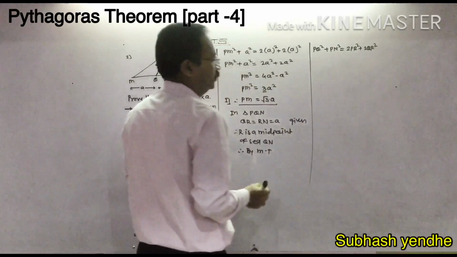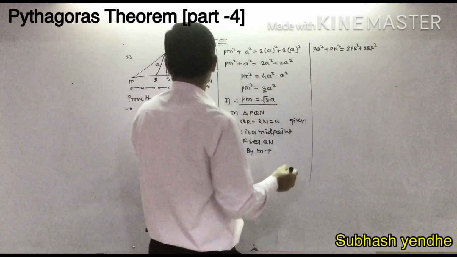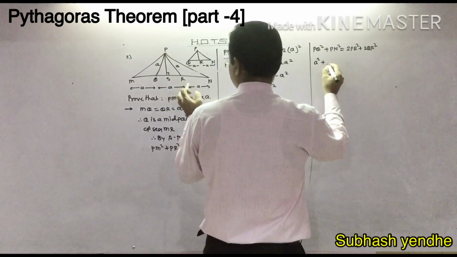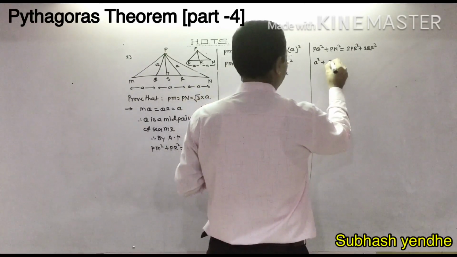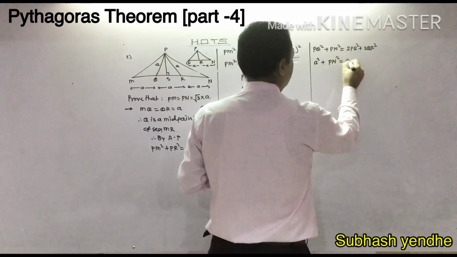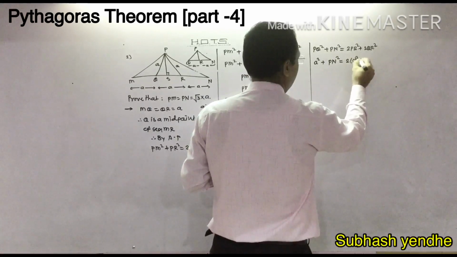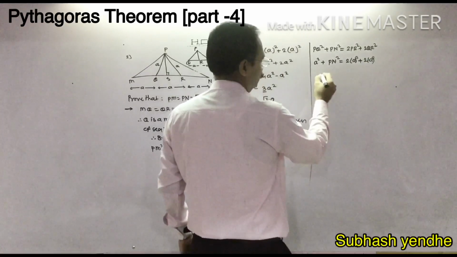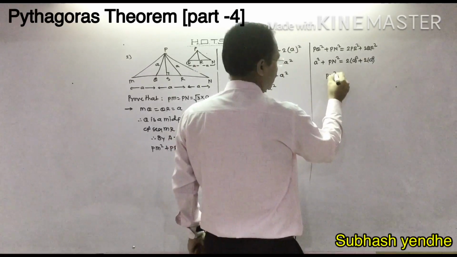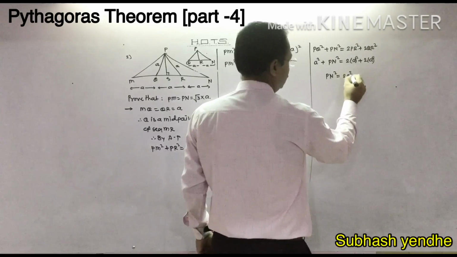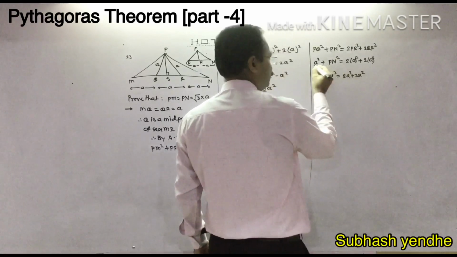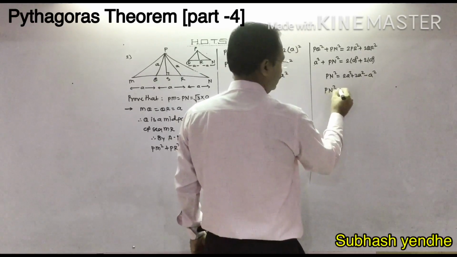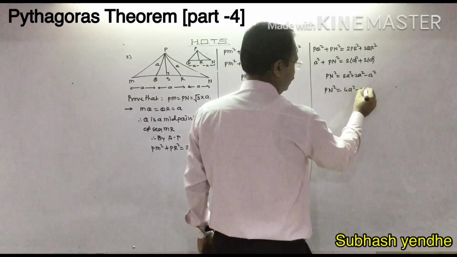Now what you have to do? You have to substitute. PQ's value is given, A square, plus PN's value. No, it is not given. Its value is A. Then QR's value is also A. So we will get PN square equal to 2A square plus 2A square, and this will come on this side, so we will get minus. So PN square equals 4A square minus A square.